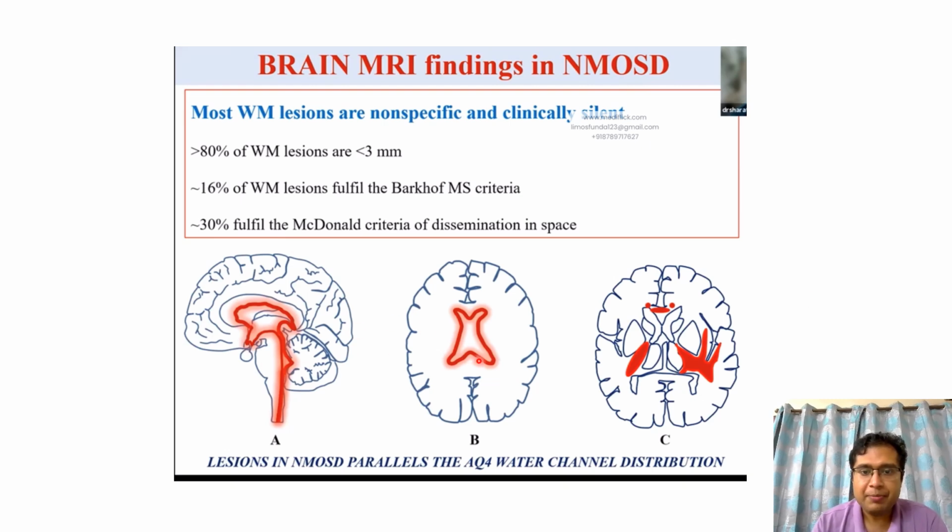This is the typical MRI picture that is periventricular and in the circumventricular organs, the trident sign of the CST involvement.